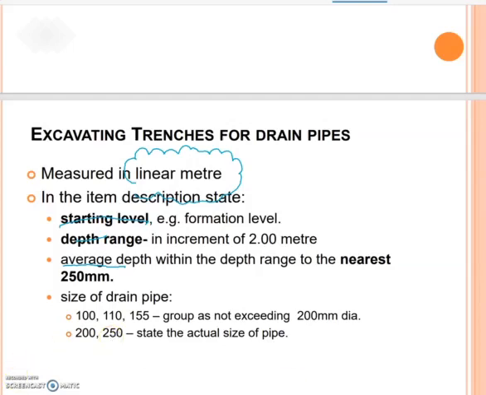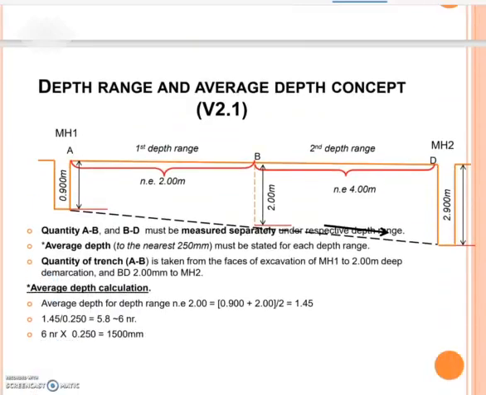Okay, so next one. This is the depth range and average depth concept. So you have to understand this in order for you to do it the correct way in doing excavation for the sewerage works. As I mentioned, all laying of the pipes cannot be flat on the surfaces. It should have a little bit of depth range difference between inlet and outlet. From manhole 1, this is what we call an inlet, and manhole 2, this is what we call an outlet. So the depth range from here is 0.9 and the outlet is 2.9.